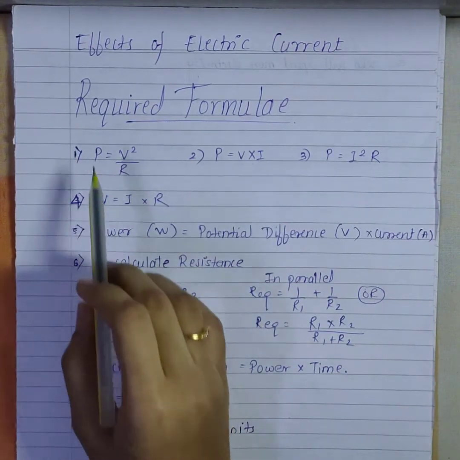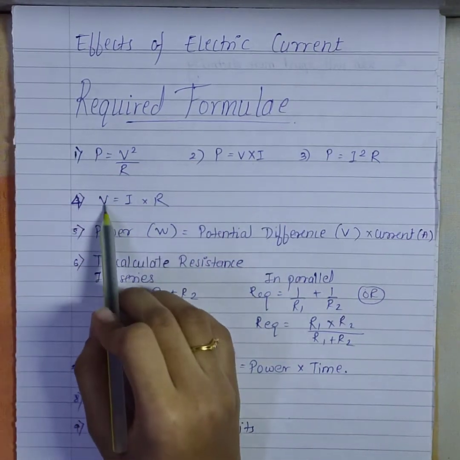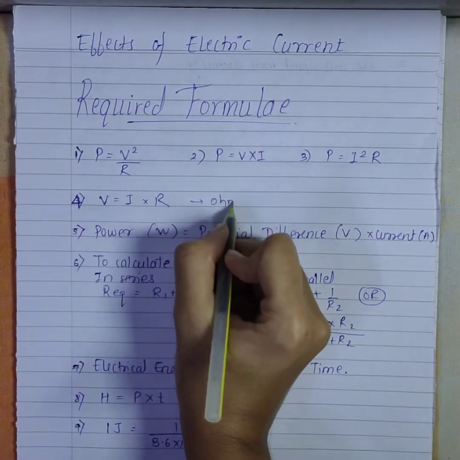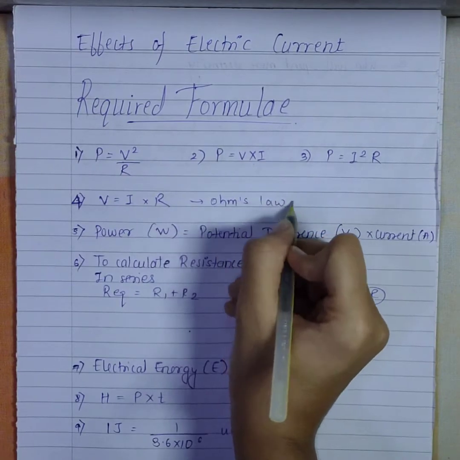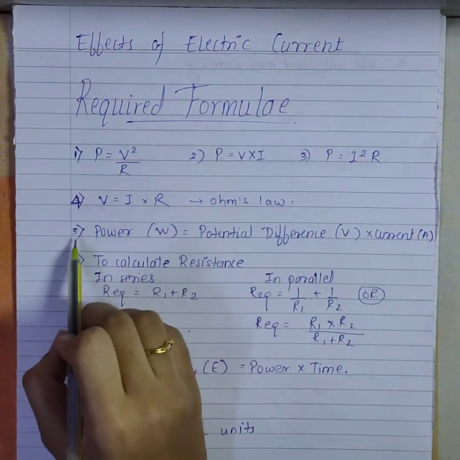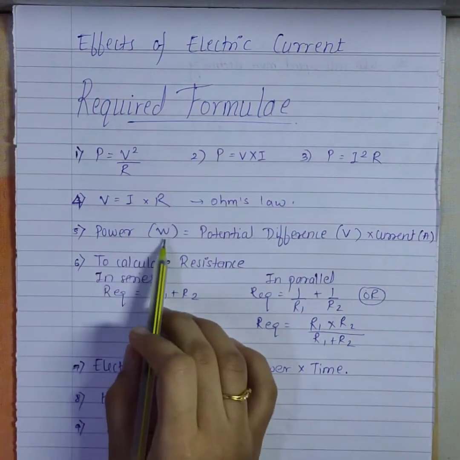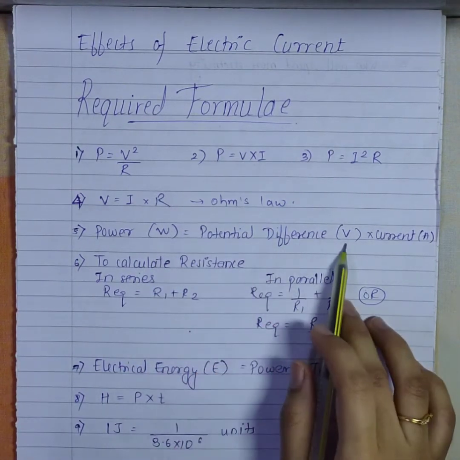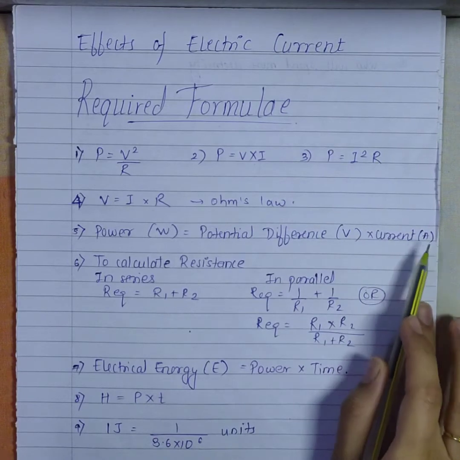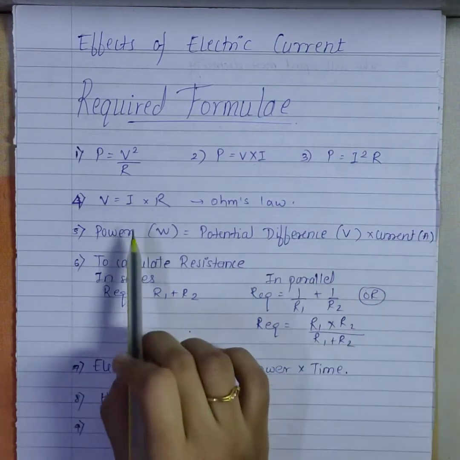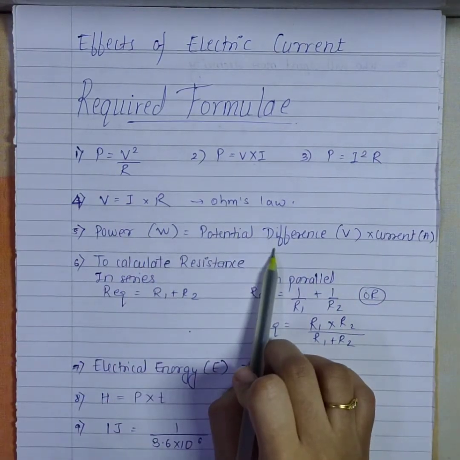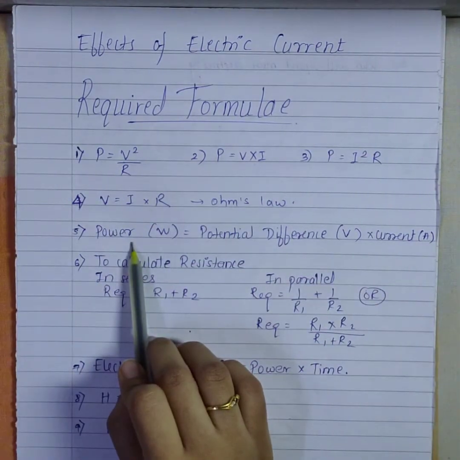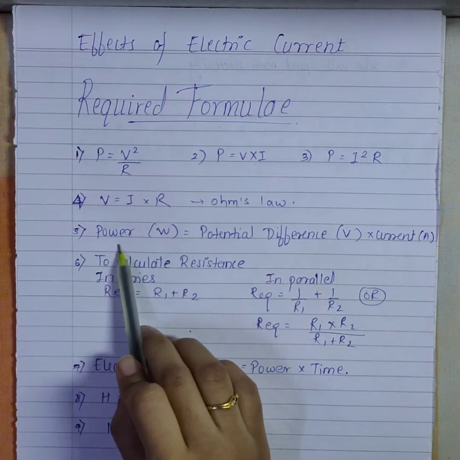Next formula says V is equal to I into R. That is nothing but your Ohm's law. Okay. Then the fifth formula says power, that is in watt, is equal to potential difference, that is V, into current, that is in amperes. So power is equal to potential difference into current. So this becomes your third formula for solving power problems.